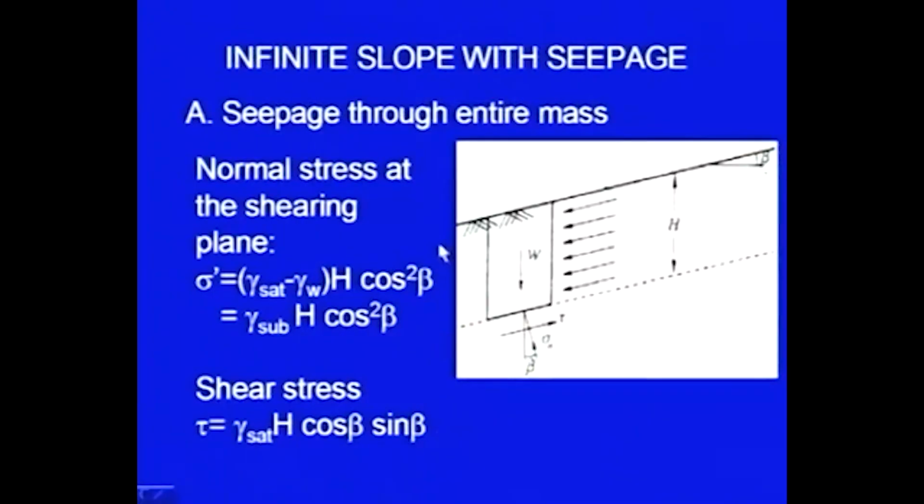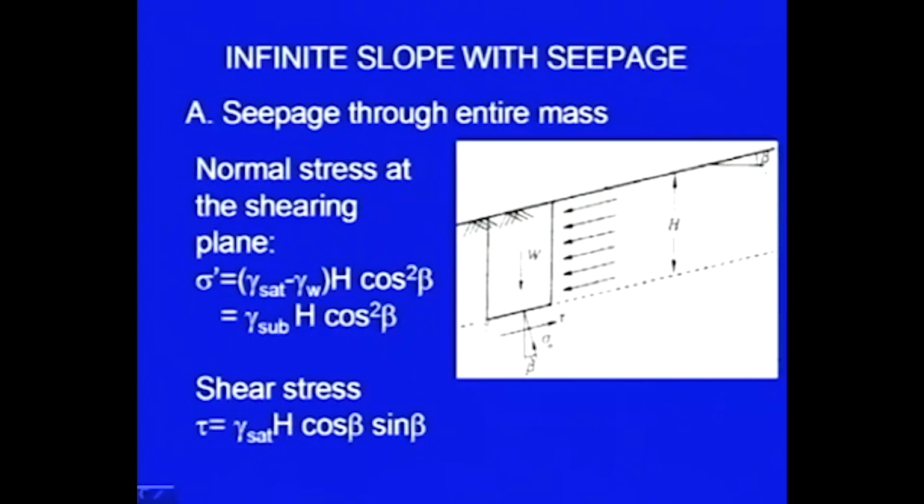Now, let me take another case of infinite slope with seepage. Here I will be considering several sub cases, and the first case I am taking is seepage through the entire mass. Again, this is an infinite slope, inclination is beta, depth is h, and here is the plane of rupture on which we are considering the equilibrium, and the seepage is taking place in this direction.